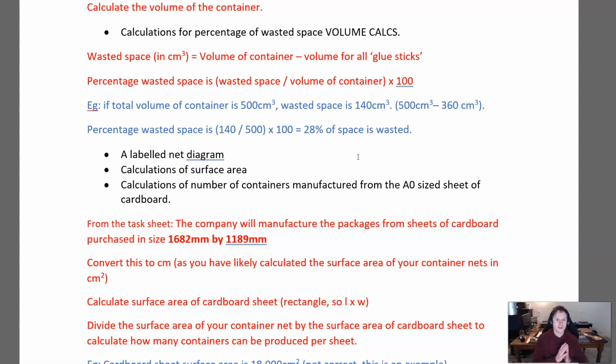Okay. Now, the less wasted space, the better. Okay, for the most part, because if you're mass producing these containers to carry these items, okay, because that's the context of this task, the more wasted space there is, the more, I guess, money is being wasted on materials that are really not being used.